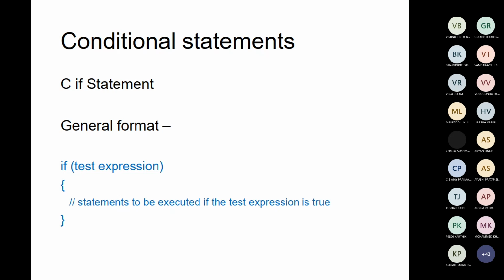So the test expression provides a condition. Based on this condition, whatever statements are there inside these curly brackets will be executed. So how will it be distinguished? Definitely we'll have to check whether this test expression is true or false. If it is true, then the part within the curly brackets will be executed, otherwise it will not be executed. So this is one possible way of doing this differentiation using the if statement.